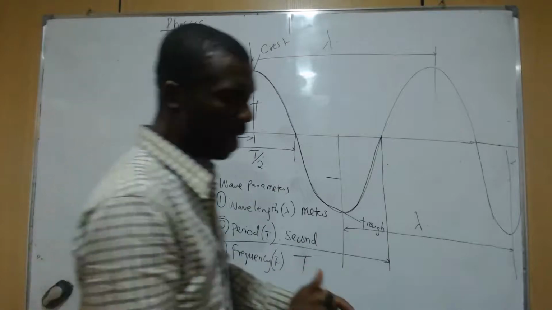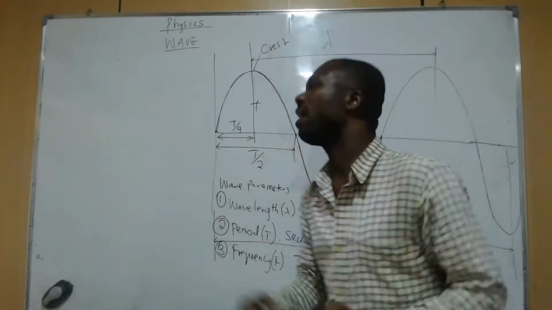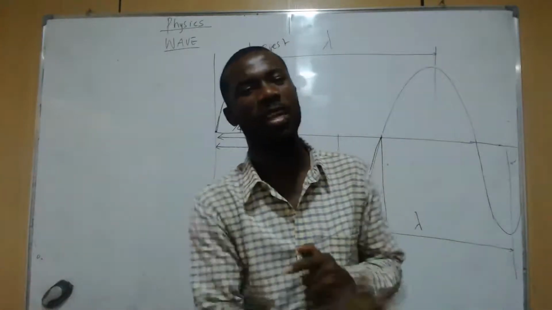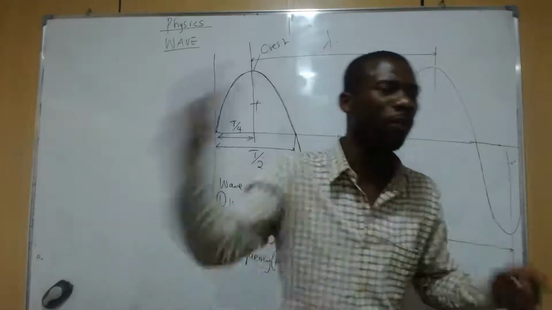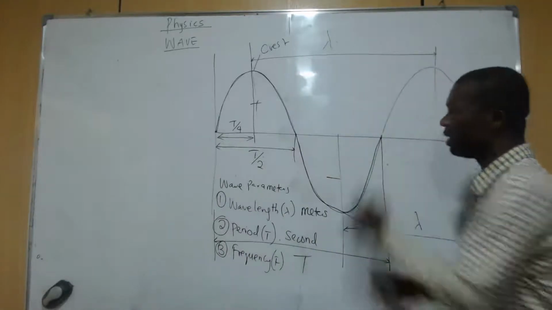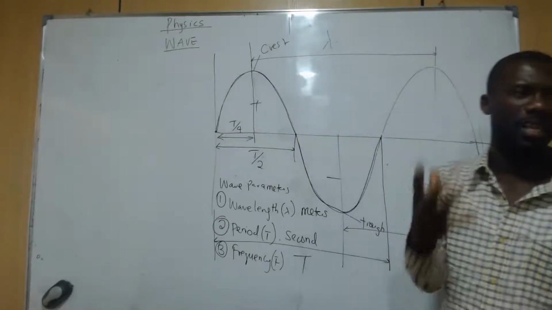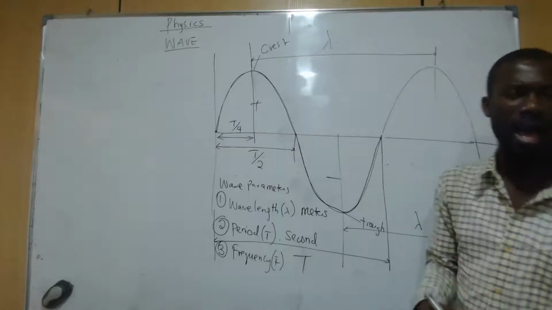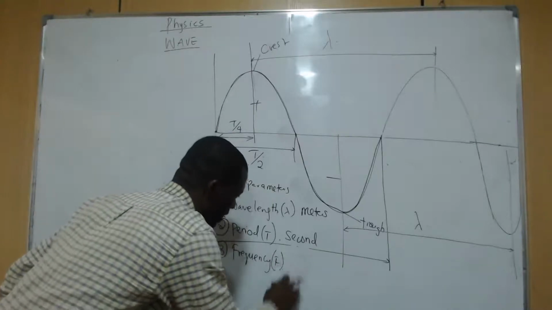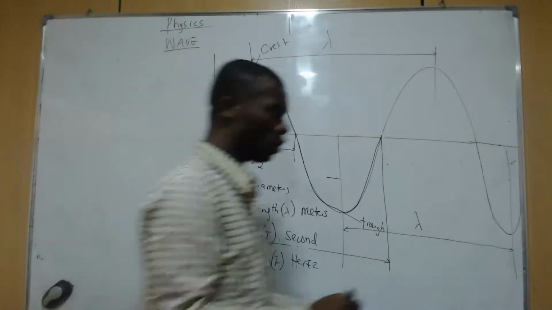Now, the frequency of a wave is the number of cycles produced per second. Let's take, for instance, an alternator or a generator in your house. As the rotor of the generator rotates, the number of revolutions made by the rotor gives you what we call the frequency. The frequency is the number of full cycles produced in a second, and it is measured in hertz, after the German physicist Heinrich Hertz. So the frequency of a wave is measured in hertz.